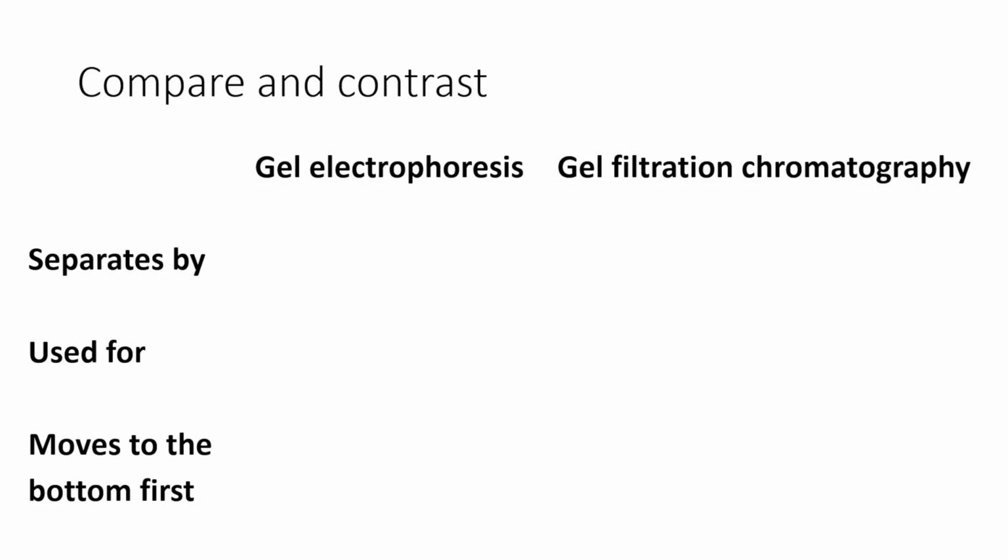All right, so let's compare and contrast. So let's think about gel electrophoresis as compared to gel filtration chromatography, and think about the different properties of those, how they separate whatever you're separating, what they're often used for, and which species are going to move to the bottom first. I'll give everybody a couple minutes. Feel free to work with your neighbors or your friends nearby, and we'll go over it together in a couple minutes.